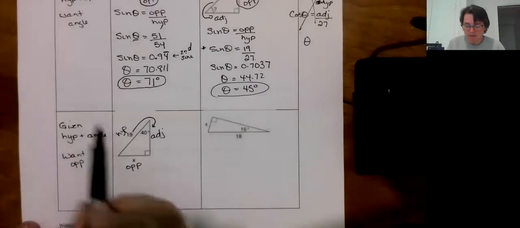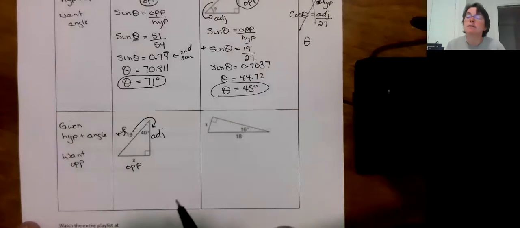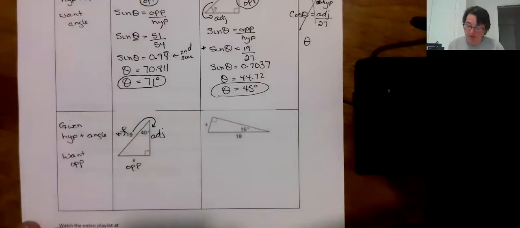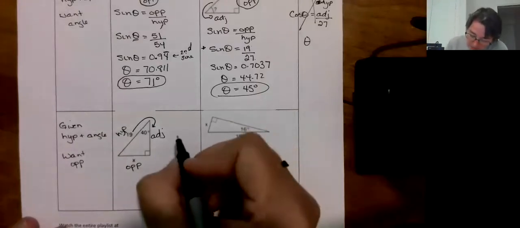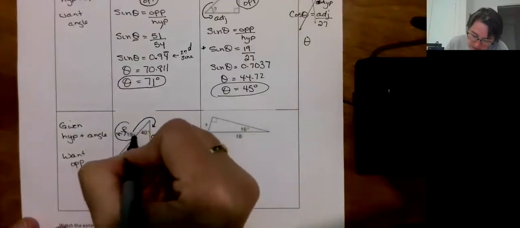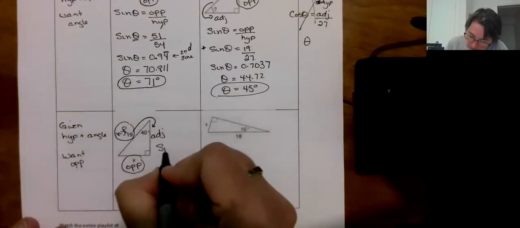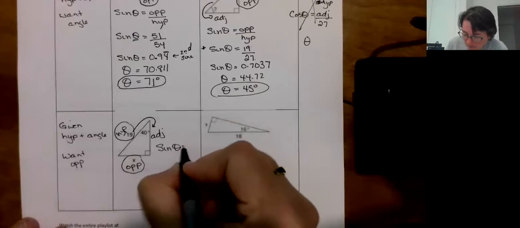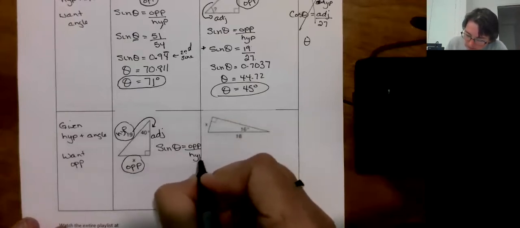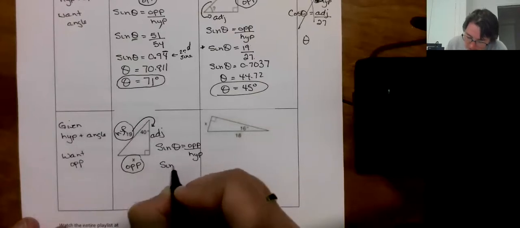This part mostly is just for if you get lost when you're working on questions later on, you can go back and say, okay, what am I given? And then you can compare. This is sine, because there's my opposite, and there's my hypotenuse. So sine theta, opposite over hypotenuse.